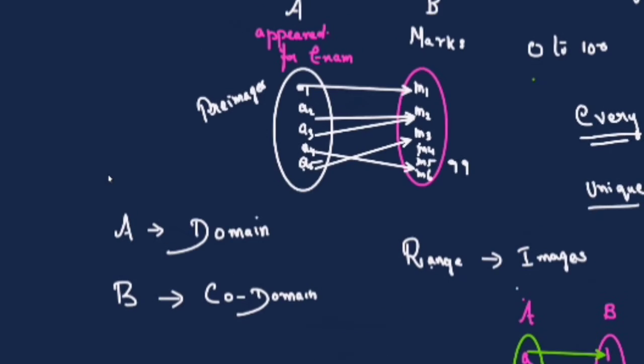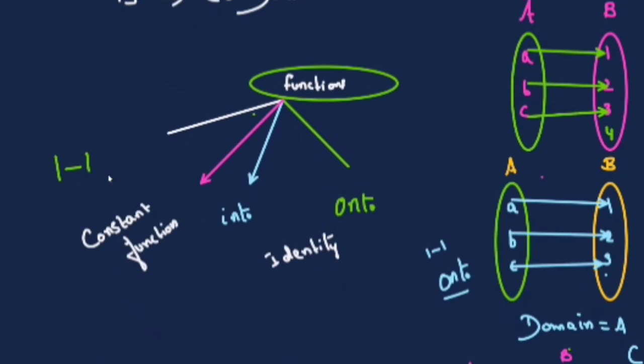Now you know what a one-to-one function is and what an on-to function is. There is another name for a one-to-one function: injective. A function is said to be injective if it is one-to-one. So what do you mean by a one-to-one function? Different elements will go to different images. A goes to 1, B to 2, C goes to 3. So different elements go to different images. That is called a one-to-one function.